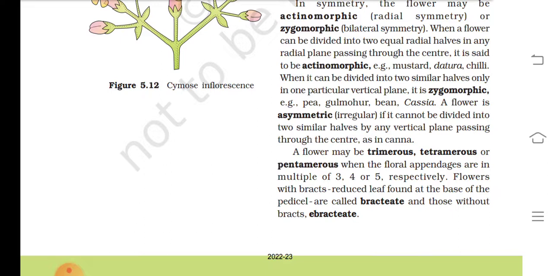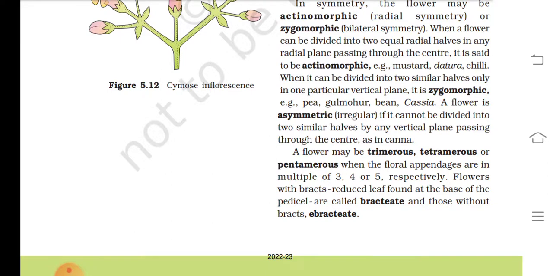When a flower can be divided into two equal radial halves in any radial plane passing through the center, it is said to be actinomorphic. Example: mustard, dhatura, chili. When it can be divided into two similar halves only in one particular vertical plane, it is zygomorphic. Example: pea, gulmohar, bean, cassia. A flower which is asymmetric, that means irregular, cannot be divided into two similar halves by any vertical plane passing through the center, as in canna.